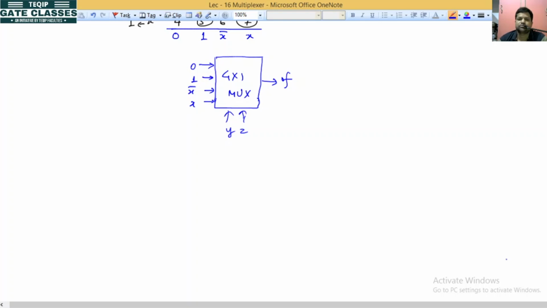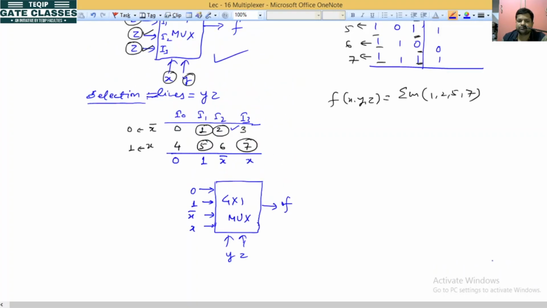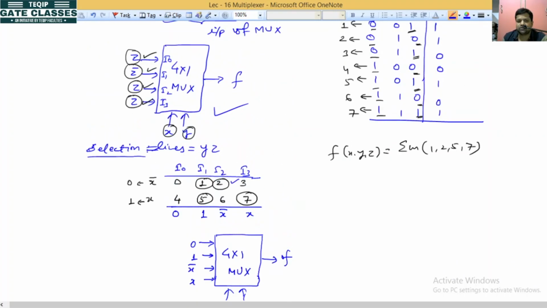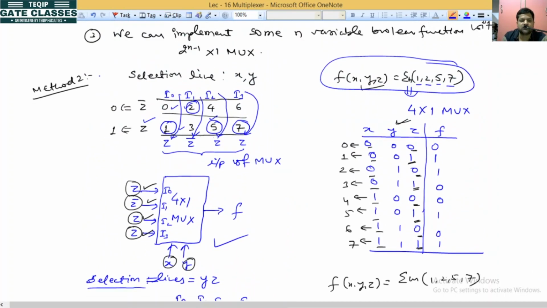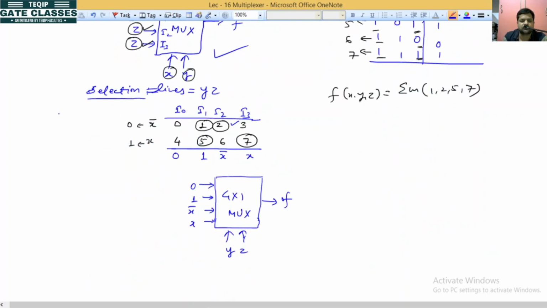Actually, in this approach 2, you can solve the same question in many ways. It will depend on how you select your selection line. Okay na, now I want to implement one more. This is the first method, in which I assumed case 1, when we take the selection line as xy. Now this is our case 2, when we selected the selection line as yz. Now I am going to implement it with case 3.